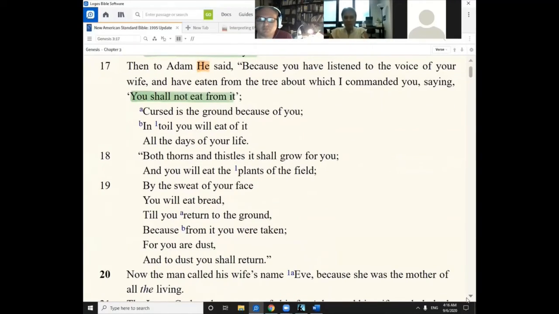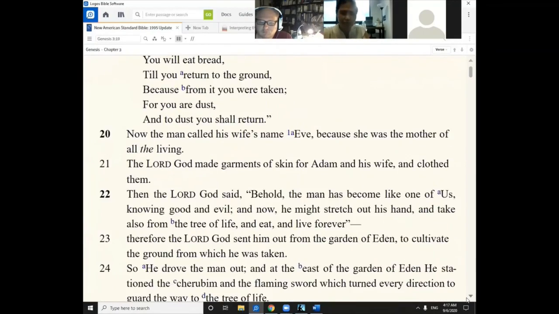Verse 17. Then to Adam he said, "Because you have listened to the voice of your wife, and you have eaten from the tree about which I commanded you, saying, 'You shall not eat from it,' cursed is the ground because of you. In toil you will eat of it all the days of your life. Both thorns and thistles it shall grow for you, and you will eat the plants of the field. By the sweat of your face you will eat bread, till you return to the ground, because from it you were taken. For you are dust, and to dust you shall return."